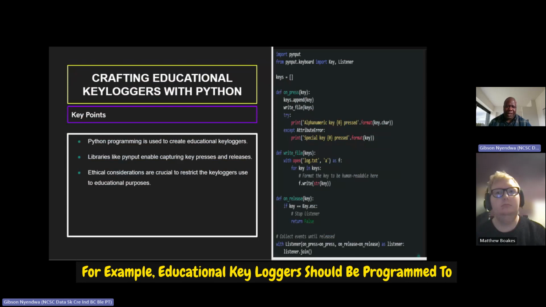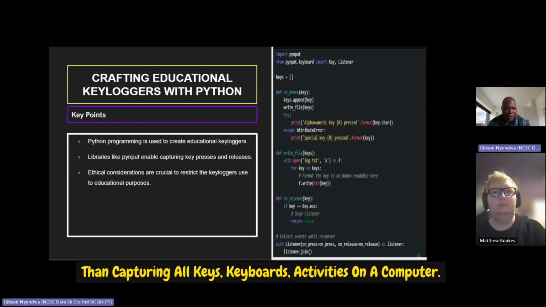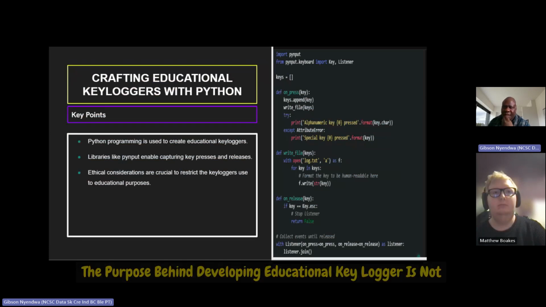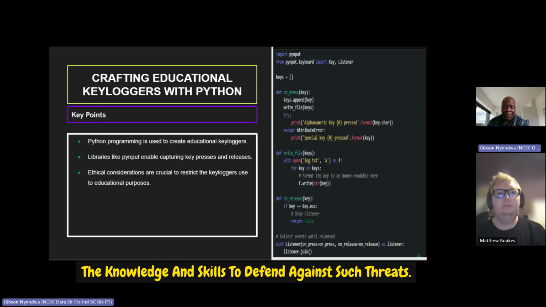For example, educational keyloggers should be programmed to only log keystrokes in a specific sandbox application rather than capturing all keyboard activities on a computer. Purpose and limitation. The purpose behind developing educational keyloggers is not to train students to become hackers, but to equip them with the knowledge and skills to defend against such threats.